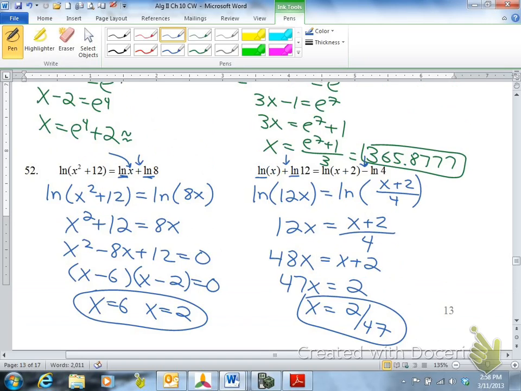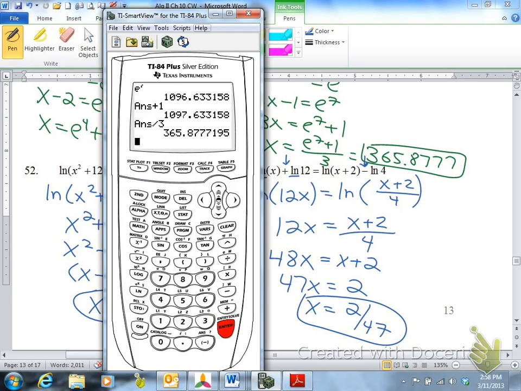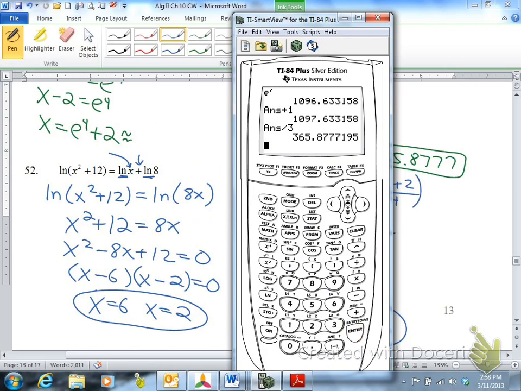The only one I didn't give an answer for with a calculator is this one up here. So that would be e to the 4th plus 2. So this one was 56.5981.